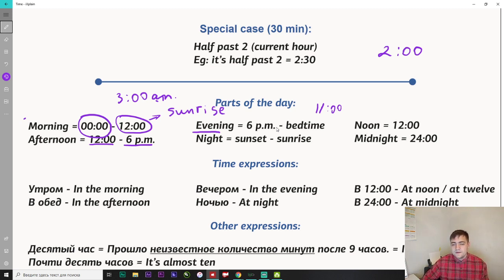Nice. And what happens at night? Night is from sunset till sunrise. Sunset это закат, sunrise рассвет. So this dark part of the day is called night. That's why we have two cases, especially at these times.